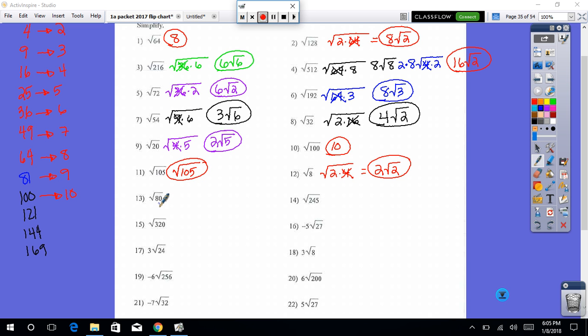With the square root of 80, let's start with 25. 80 divided by 25 is not even, so go down to the next one. Let's go to 16. 80 divided by 16 is 5. So we have the square root of 16 times 5. Again, the square root of 16 is 4. Left under the radical is 5.